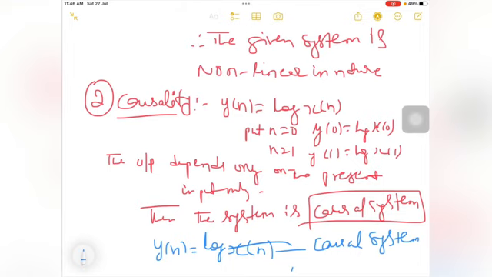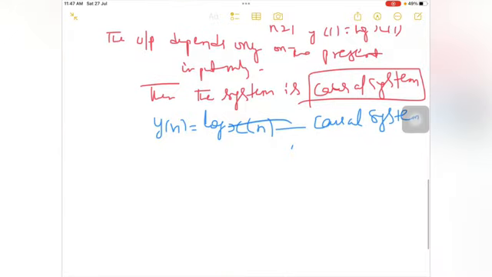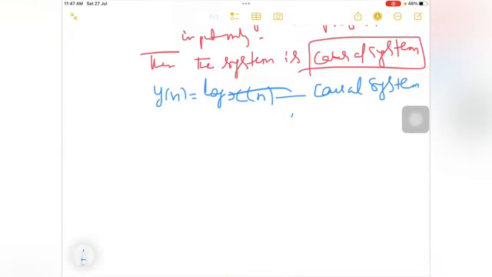What is the time variant property? For the given system, if there is any delay in time, the same delay will be reflected in the input as well as the output. So the third property is the time variant property.